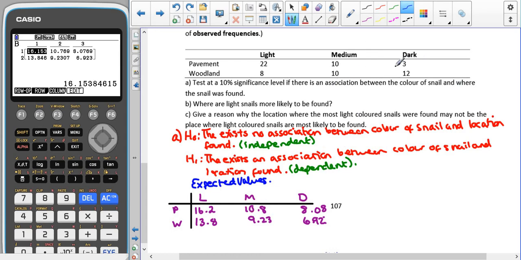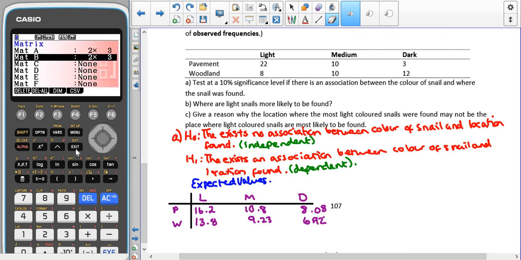However, if we have a look here, we only found 3 dark pavement ones, but we were expecting to find 8.08, so that is something that's a bit different. And again, for the dark and woodlands, we're expecting much less than what we found here. So that's just a couple of comments that I'm making, having a look. I'm not writing any of this down, this isn't part of the answer, but it's getting you used to what this table actually means. This is the number that we were expecting to find. These are the numbers that we actually found.